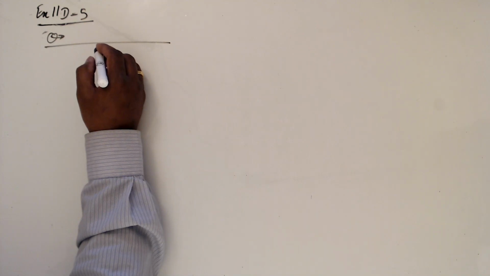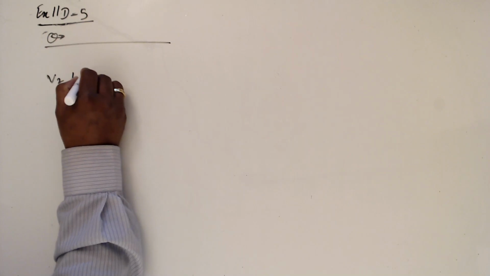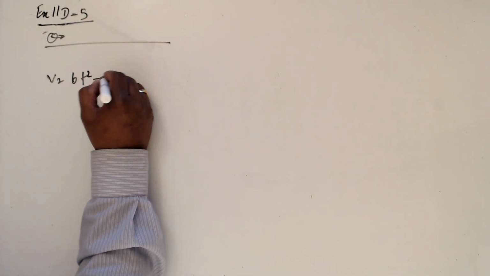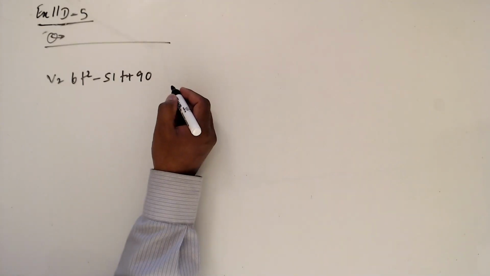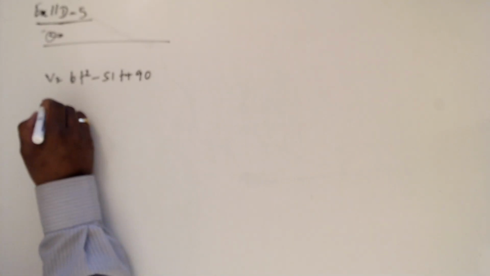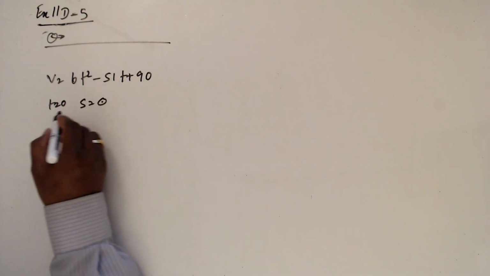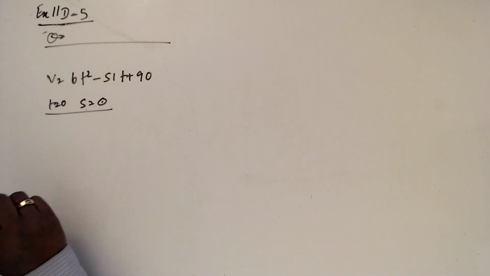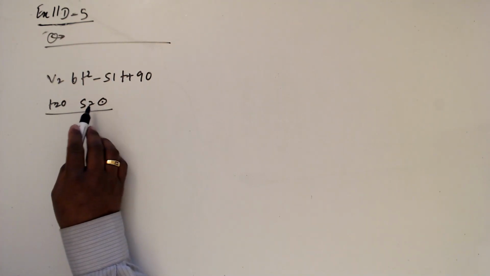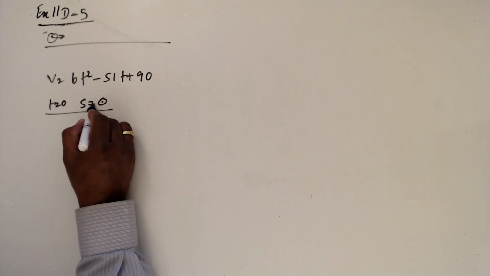The relationship between velocity and time is given by v = 6t² − 51t + 90. When t equals 0, displacement is 0. At t = 0, s = 0. I think this is the starting place. To have acceleration or velocity, the particle has to move, so the particle is still at the starting point.